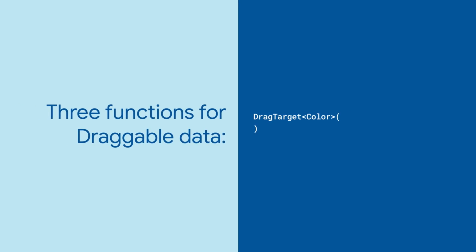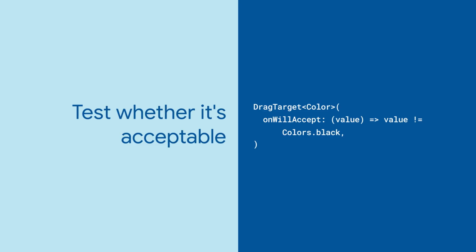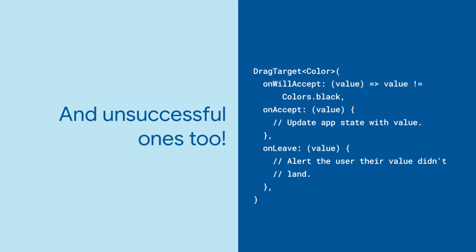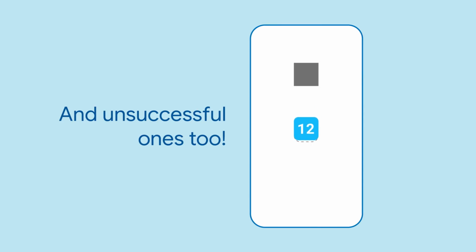They have 3 function properties for handling data. OnWillAccept is called to test whether a draggable's data will be accepted by the DragTarget. OnAccept is called when a valid draggable lands. And OnLeave is called anytime a draggable is dragged over the target and then leaves. Use the builder property to define how your DragTarget is composed based on the values that are being dragged to it.